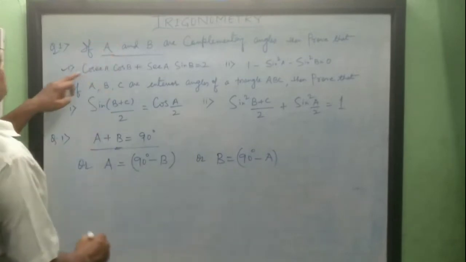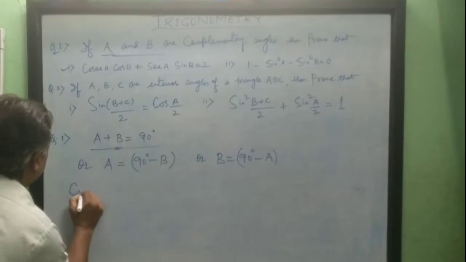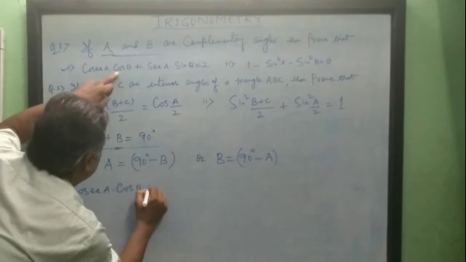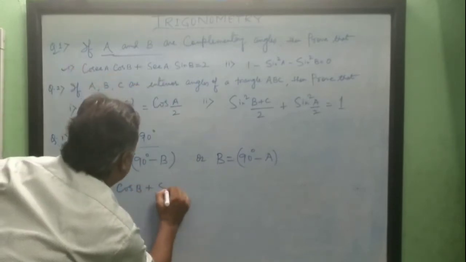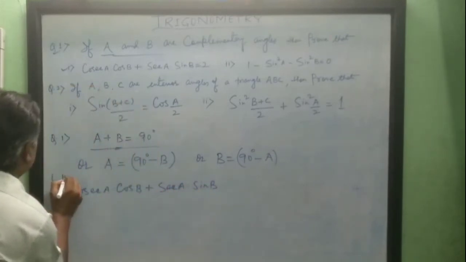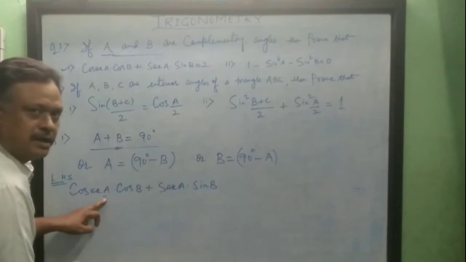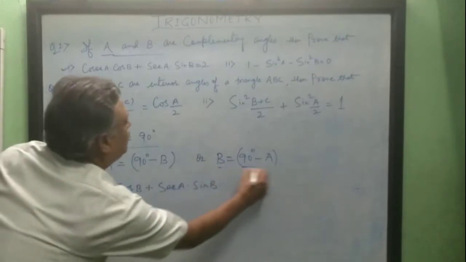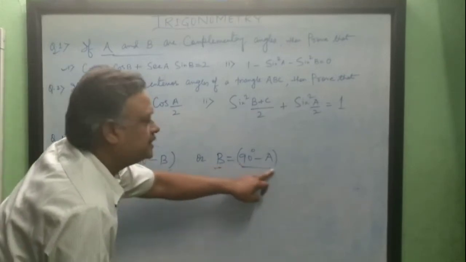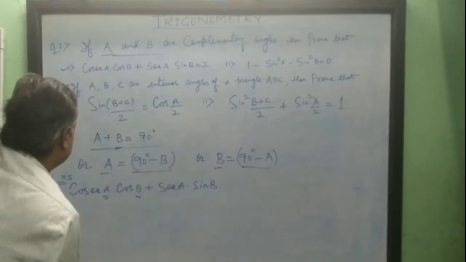Now the first question is we have to prove cosec A into cos B plus sec A into sin B. So this is our LHS. We have to prove this is equal to 2. So we can substitute the value of A or the value of B. The value of angle A is 90 degree minus angle B and the value of angle B is 90 degree minus angle A. So I am substituting the value of A is equal to 90 degree minus angle B.